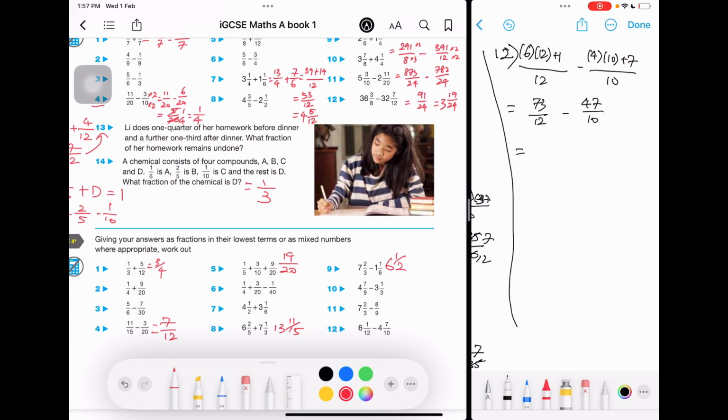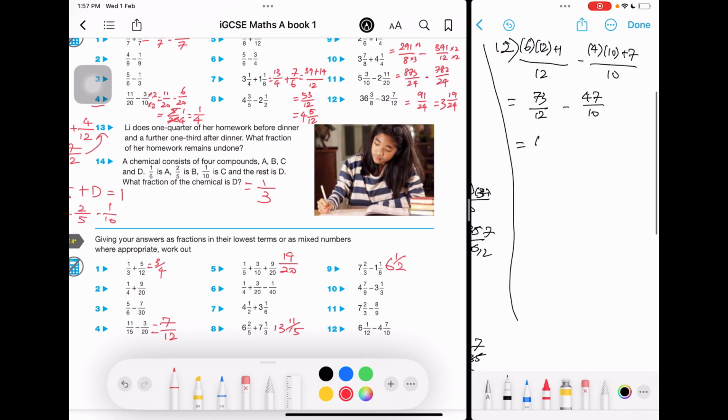So in this case, we can use 60 as a common denominator. How do we get to 60? From 73 over 12, we multiply it by 5, giving 73 times 5 over 60, minus 47 multiplied by 6 over 60. With that, 73 times 5 gives you 365, and 47 times 6 gives you 282.